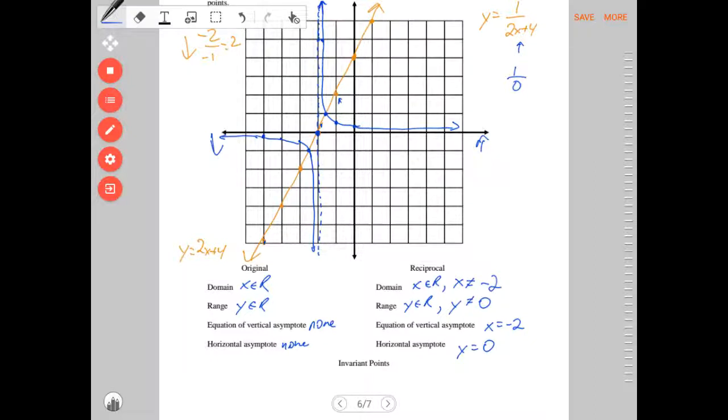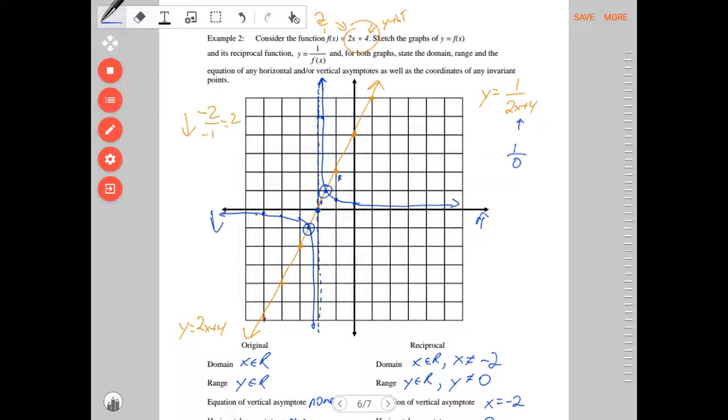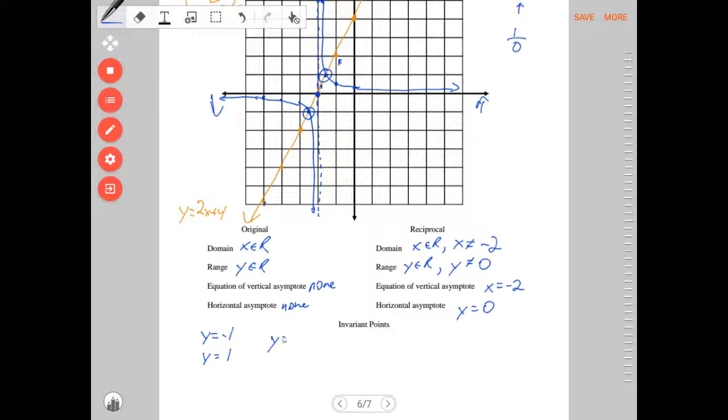Okay, invariant points. So invariant points, I'll circle. There's one right there. There's the other one. Interesting. So this happens when y equals -1 or y equals +1. This is harder to see, right? I mean, the last example was easy because it was just 1 and 1. This one's a little trickier. So we go back up to the equation. Remember, y equals 2x plus 4.